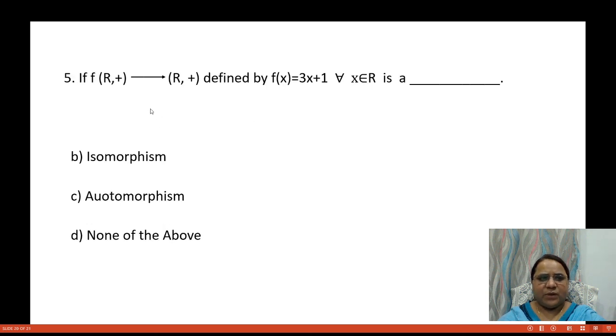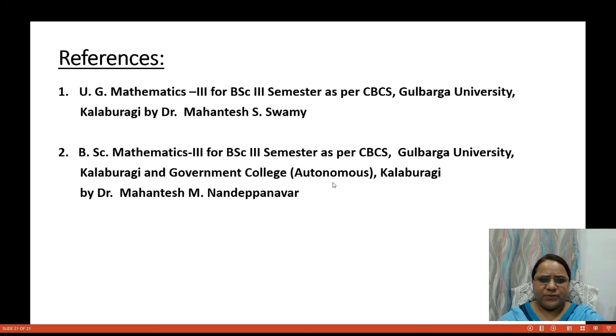Next, the fifth one. If f is a mapping from R plus to R plus, defined by f of x equal to 3x plus 1 for all x belongs to R, is a homomorphism. So these are the references.